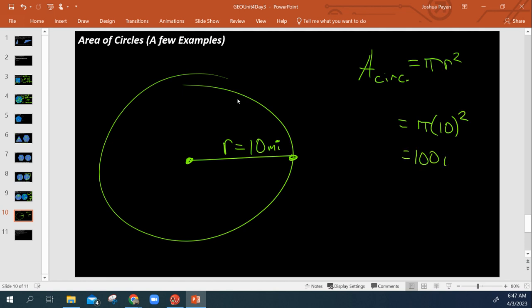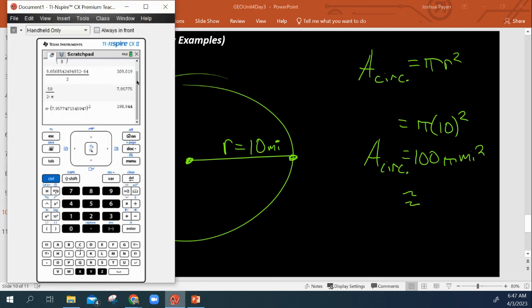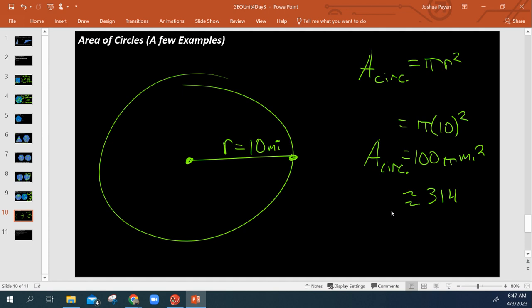Well, 10 squared is 100, so I can just say the exact area of this circle is 100 pi miles squared, which is approximately, then we need the calculator, 100 pi, 314.16. And that, of course, would be miles squared. So, simple stuff. Nothing too difficult. And you also got to see where the area of a circle comes from.